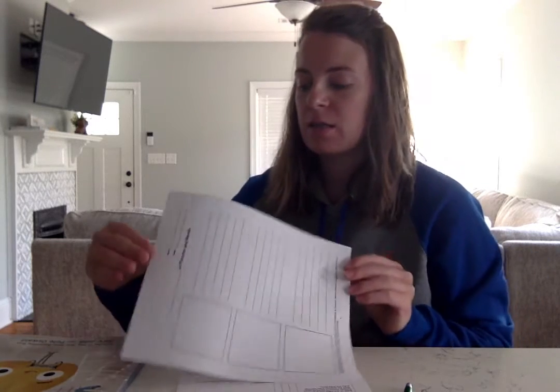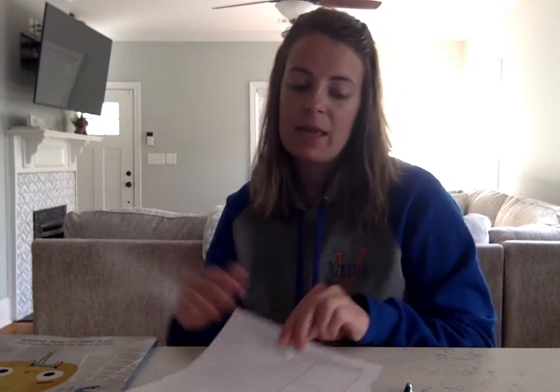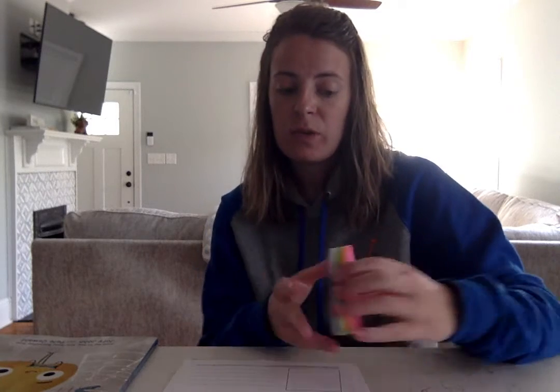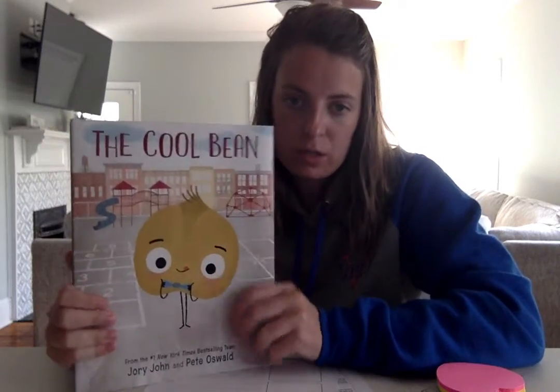So the materials that you will need is this Pictures and Words template, one for each student, and then each student needs to have a pencil or a pen. Each student will get 3 sticky notes to line up with the 3 boxes on the template. And then each student will have, or each group will have, a book to read.